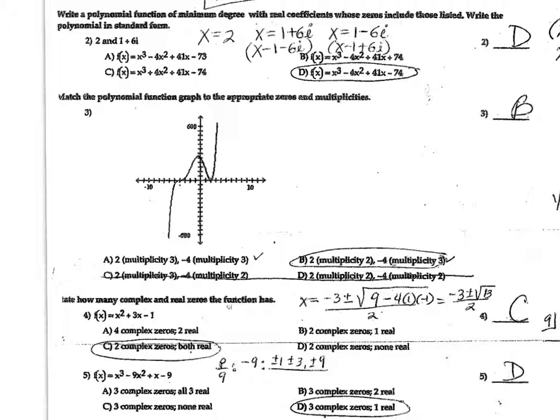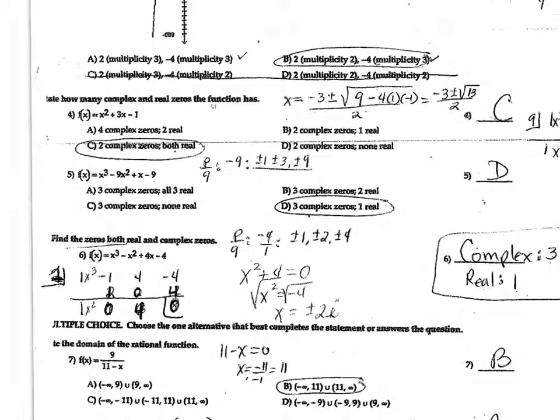In problem number 3, we just have to remember that if the graph passes through the x-axis, that's going to be odd multiplicity. If the graph touches the x-axis and bounces off, then it's even multiplicity. So at negative 4 is odd multiplicity, and at positive 2 is even multiplicity, so it's B.